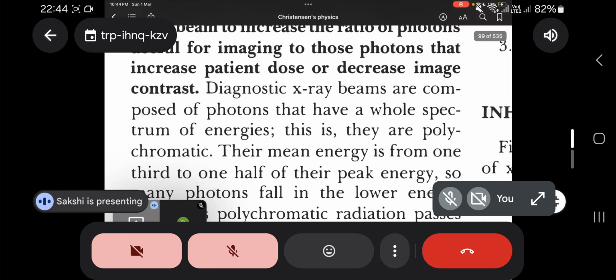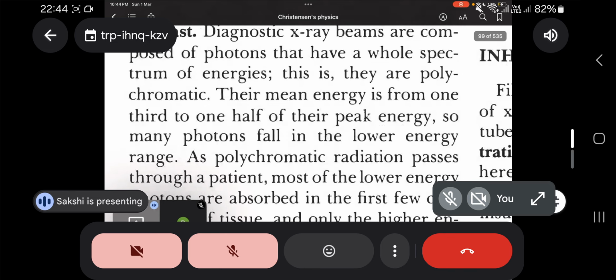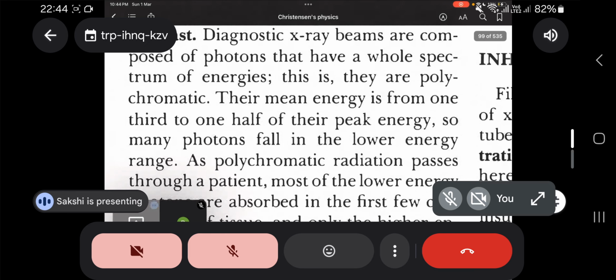Diagnostic X-ray beams are composed of a whole spectrum of energy, where some energy is low, some is high. Basically what we get is the mean energy. One question they will ask you: what is mean energy? It is 1/3 to 1/2 of their peak energy. You can write it as a definition in the notebook. What is mean energy? Basically the range of 1/3 to 1/2 of their peak energy.